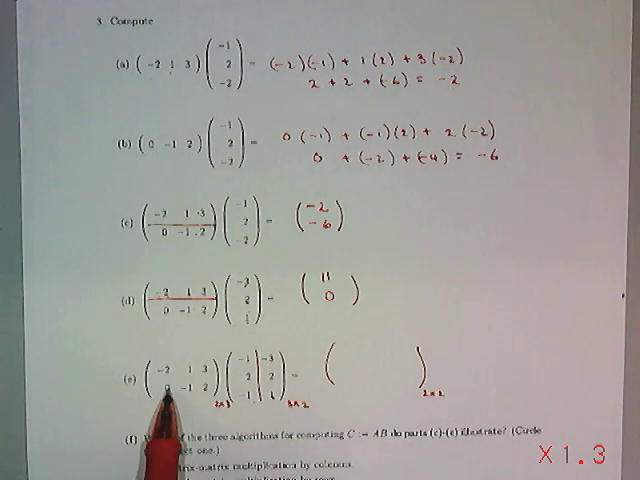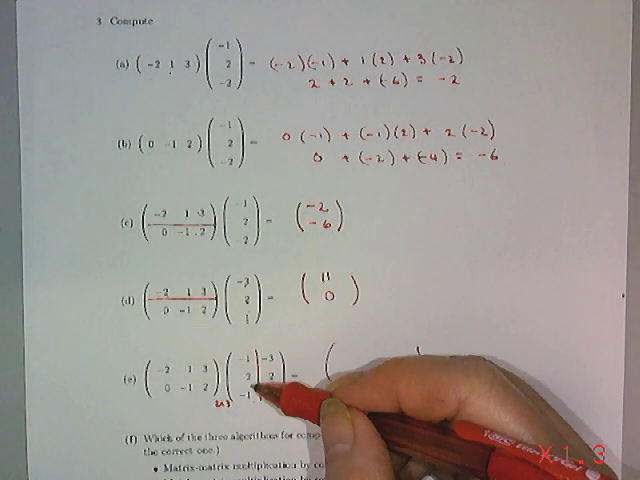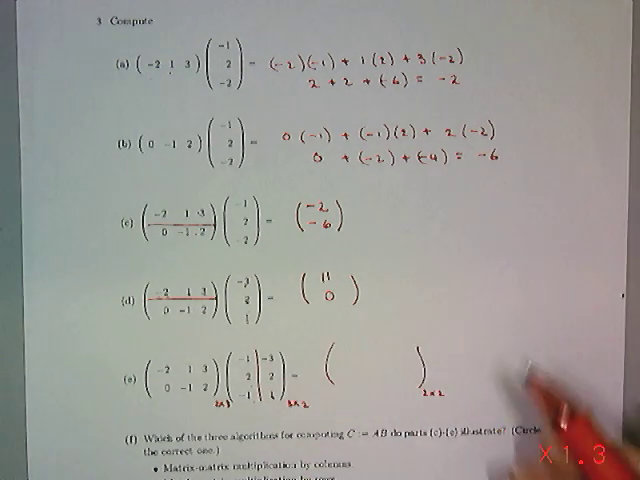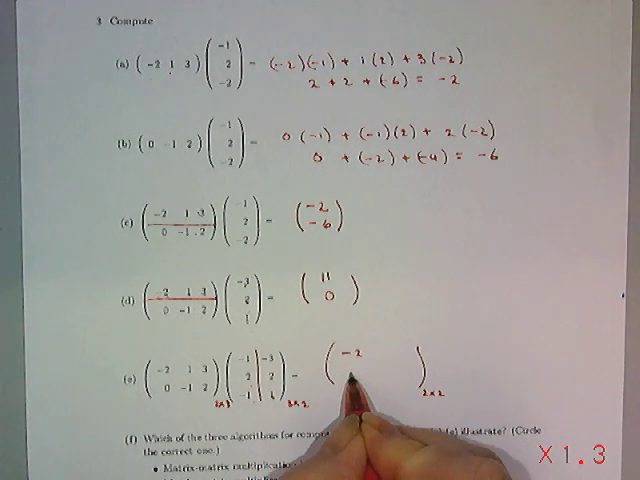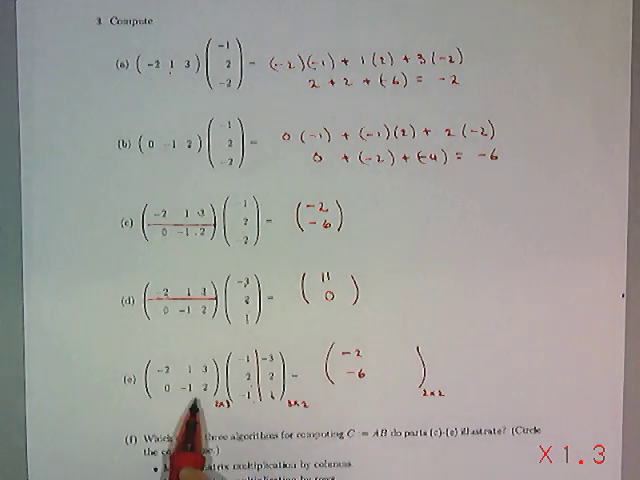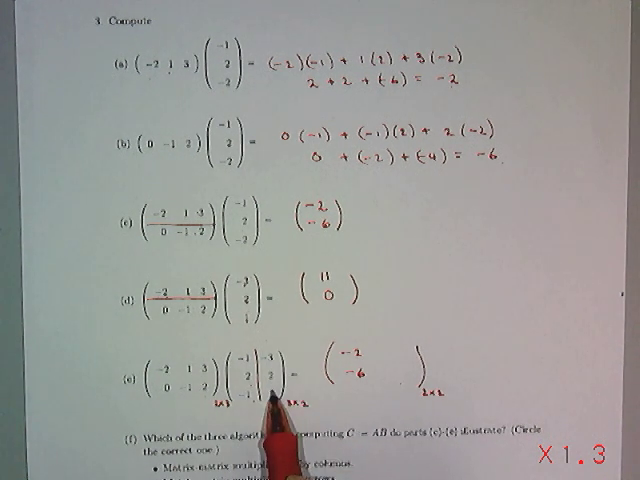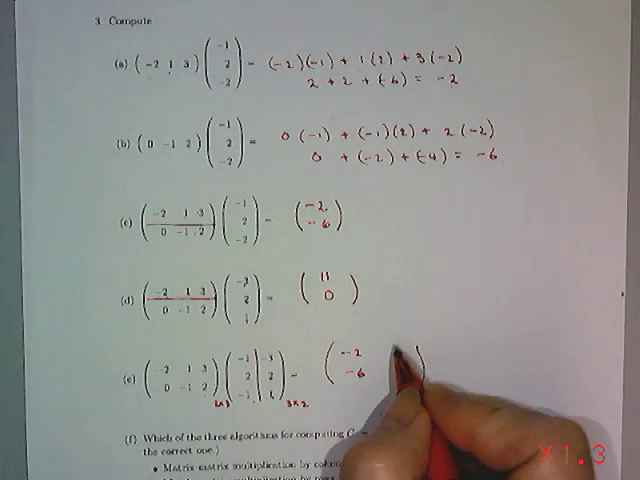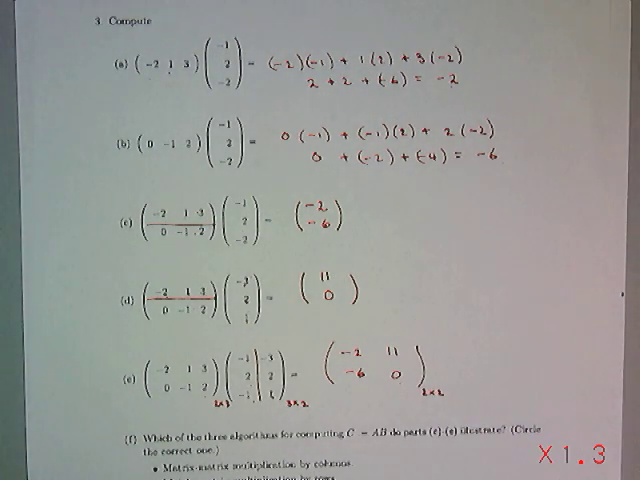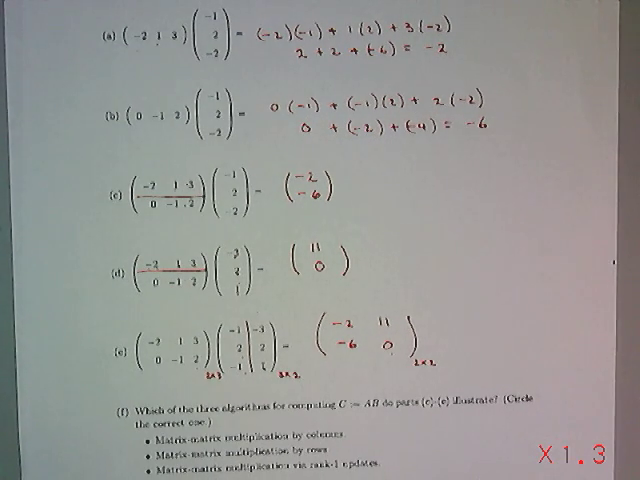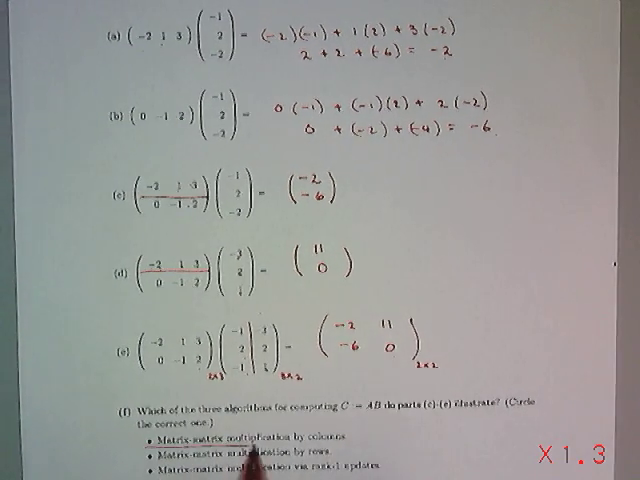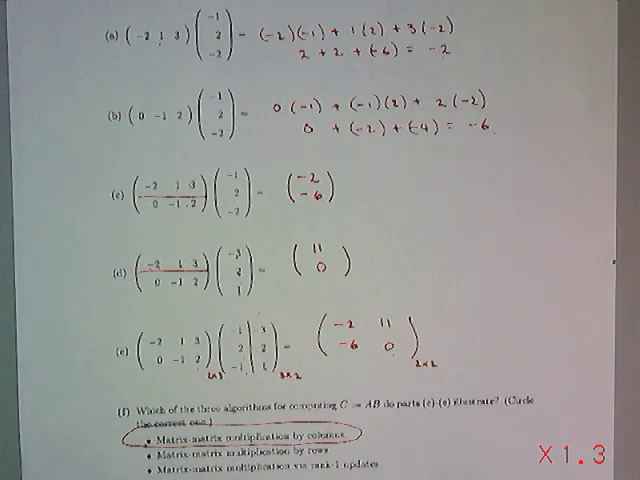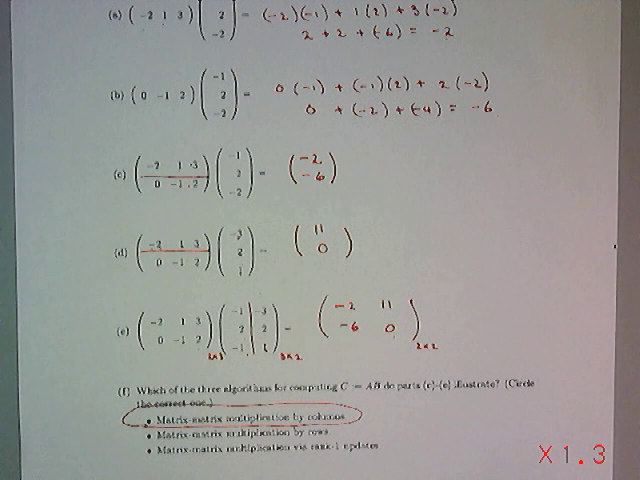The solution is going to be this matrix times the first column here will give me the first column of my solution, which I know has to be -2, -6. And the second column of the product is going to be the matrix here times the column vector here, which is 11, 0. So yay, no arithmetic again. I managed that by partitioning and using matrix multiplication by columns.